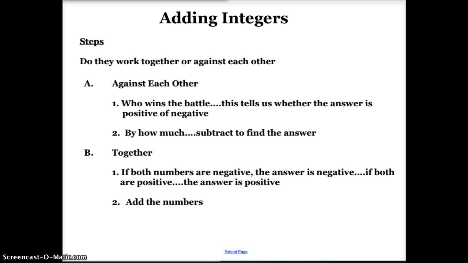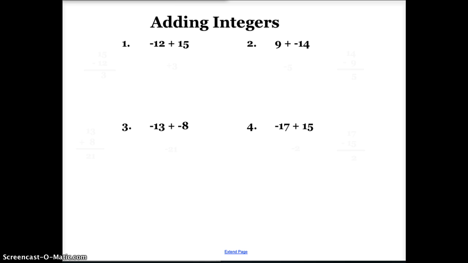If the numbers don't work against each other and work together, then what I do is I add the numbers up. If both numbers are negative, my answer is going to be negative, and if both numbers are positive, my answer is going to be positive. Let's look at some examples to see how this works.